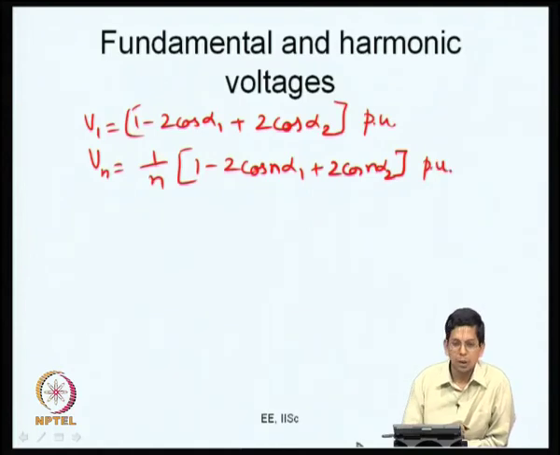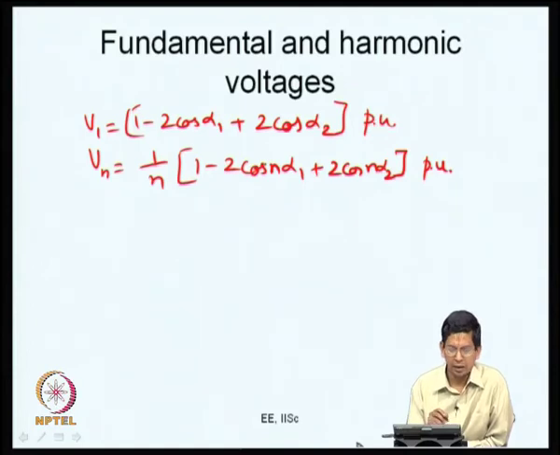This is also in per unit terms now. So, as I mentioned before, for some value of alpha 1 and alpha 2, you will get V 1. If you change either alpha 1 slightly or alpha 2 slightly, the corresponding change in the argument in the second one, n alpha 1, is going to be substantially higher.